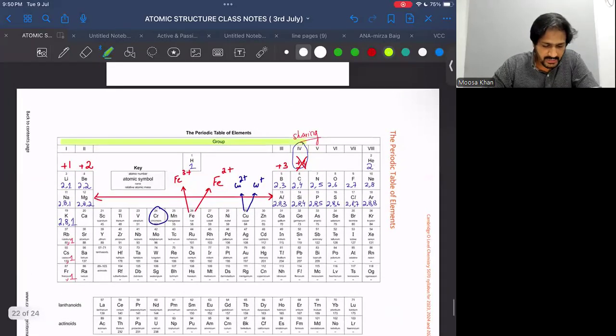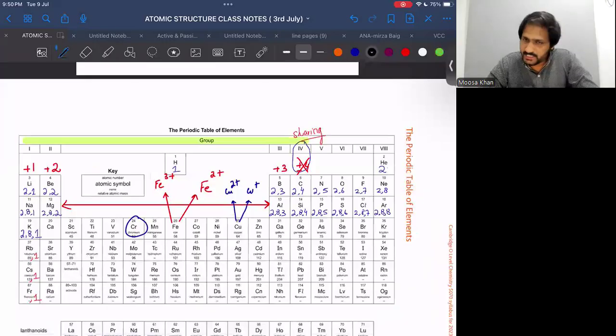See, when an atom forms an ion, either it forms a positively charged ion or negatively charged ion.